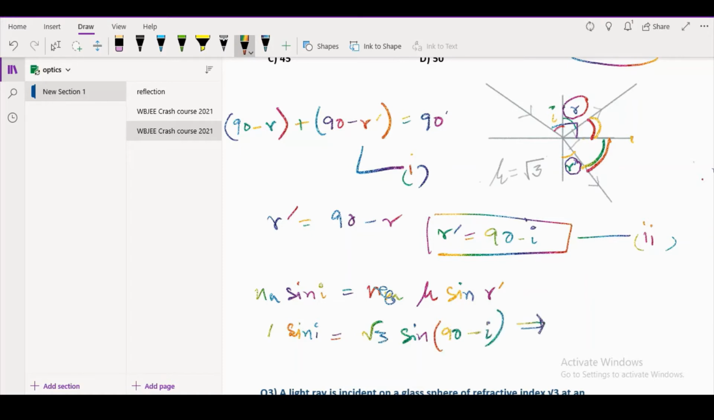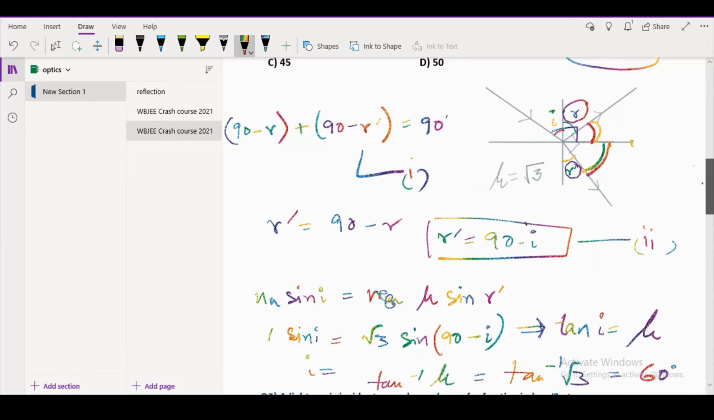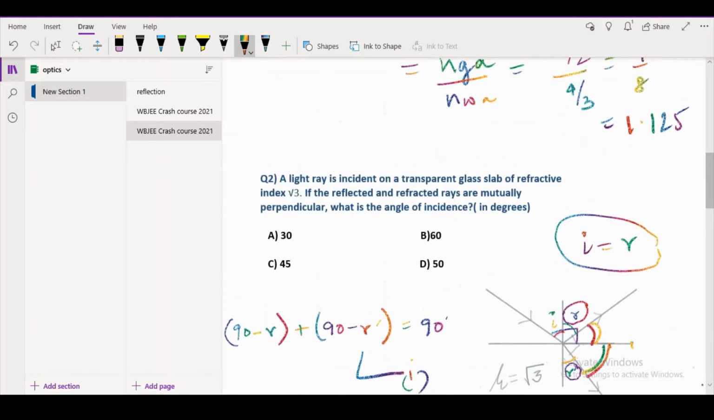That implies we can solve this equation, and simplifying it we find tan i equals mu. So i is tan inverse mu, that is tan inverse root 3, which equals 60 degrees. So do we have 60 degrees in the options? Let's find out. Yes, so option B is correct.